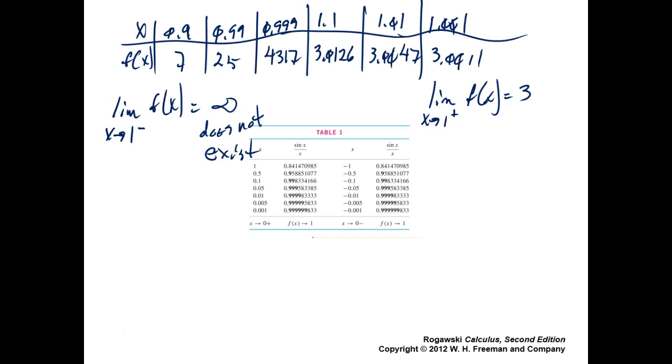And that one you can't say is approaching infinity. You say it does not exist. All right, let's do number 6.